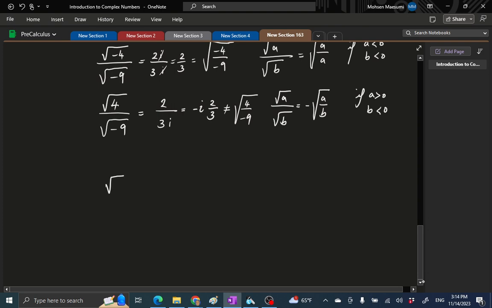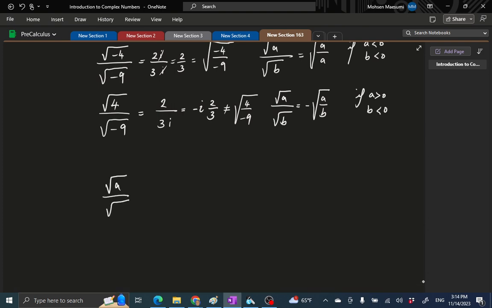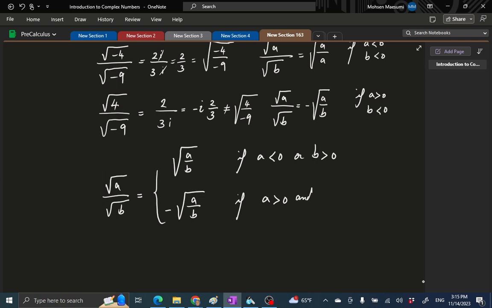If I have the square root of a over the square root of b, and I want to write it as a single radical, what we learned in elementary school, the square root of a over b, is correct if either a is negative or b is positive. However, it's minus the square root of a over b if a is positive and b is negative.